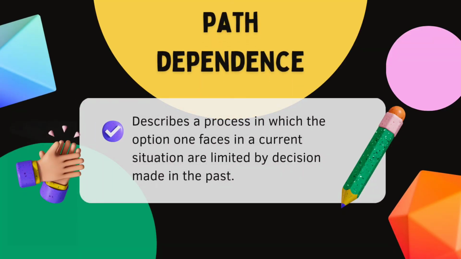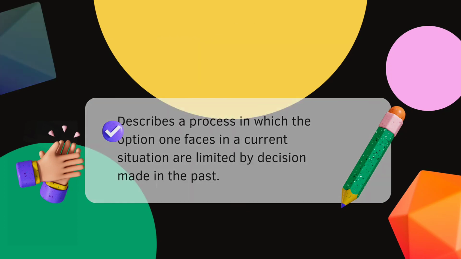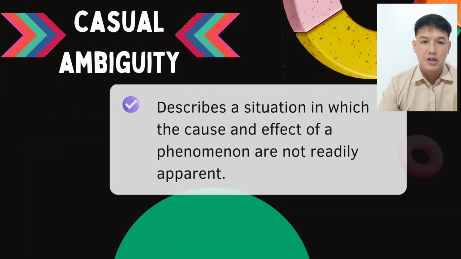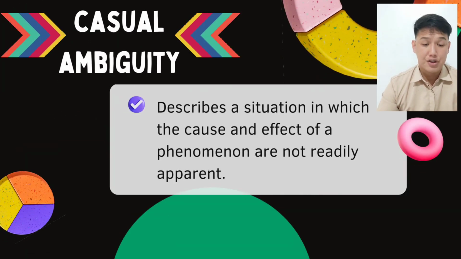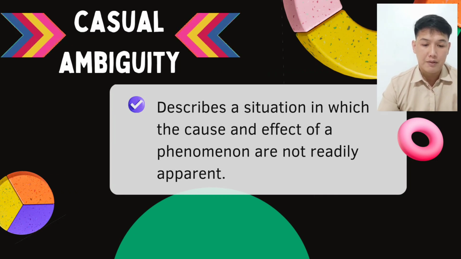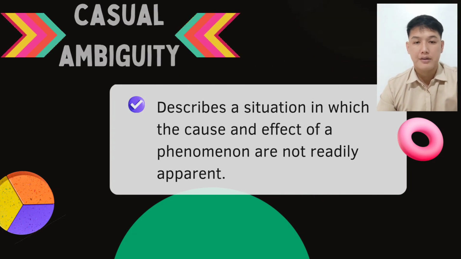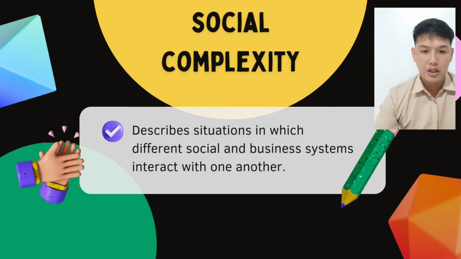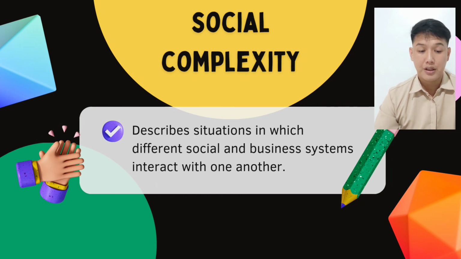Path dependence describes a process in which the options one faces in a current situation are limited by decisions made in the past. Causal ambiguity describes a situation in which the causes and effects of a phenomenon are not readily apparent. Social complexity describes a situation in which different social and business systems interact with one another.